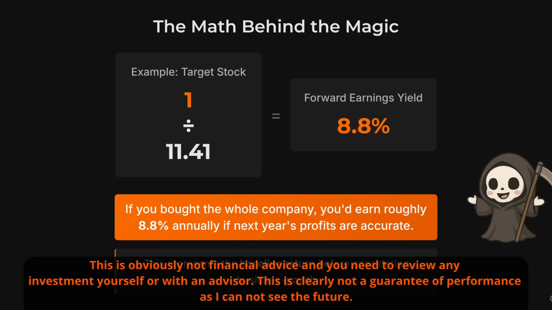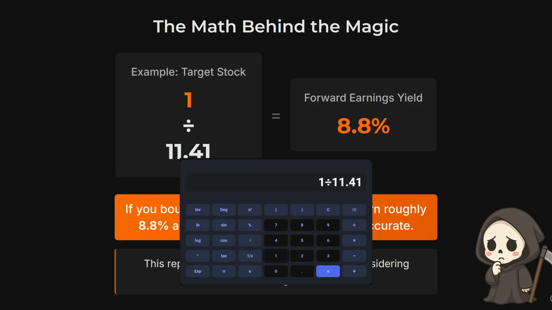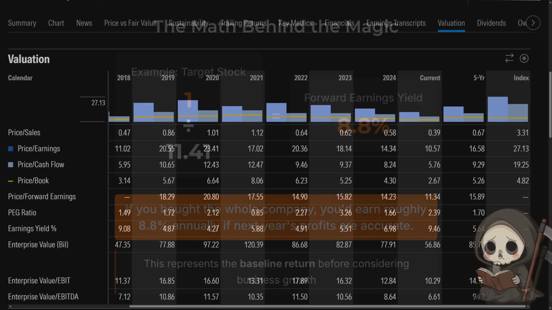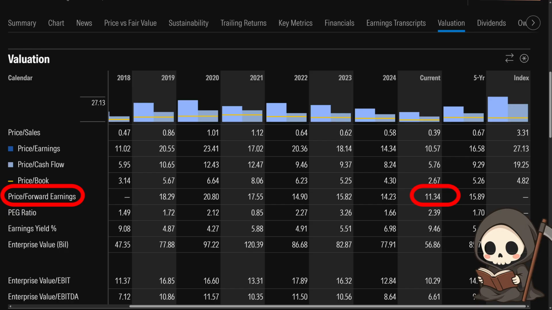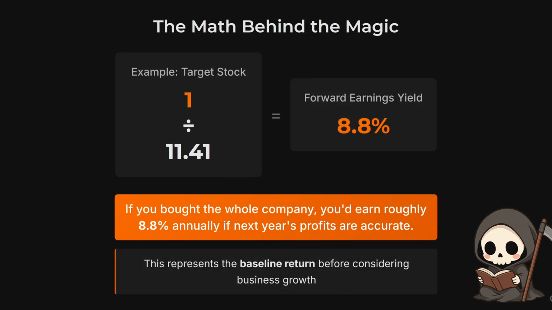To turn that into a yield, just flip it. 1 divided by the forward price to earnings ratio gives you the forward earnings yield. Target's forward price to earnings ratio is 11.41, which gives a forward earnings yield of about 8.8%. Think of it like buying the whole company. You'd earn roughly 8.8% on your investment if next year's profits are accurate.